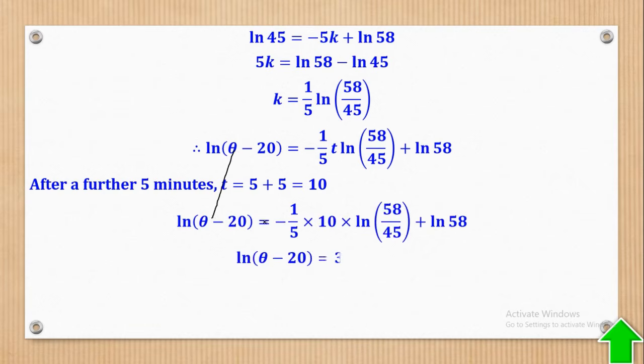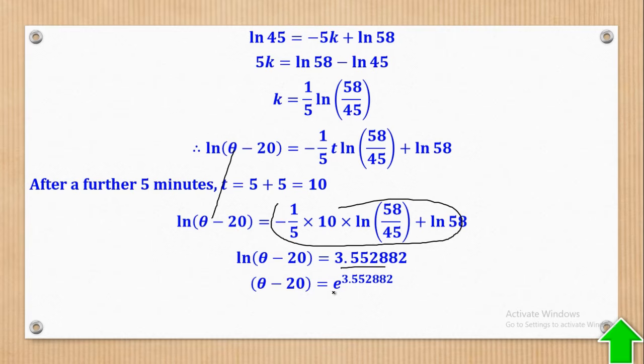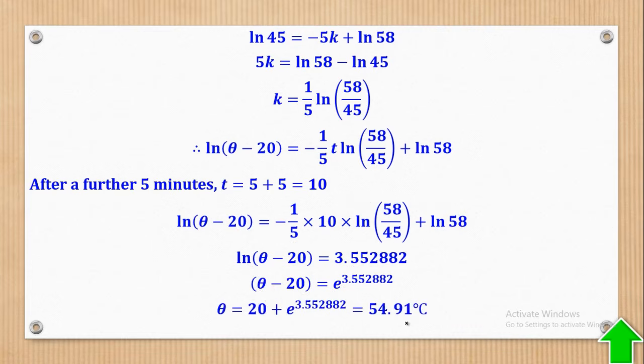Therefore, my aim is to make theta the subject. When I use a calculator, this part gives me this. And next is to press ln to give me this. Then next is to make theta the subject, which will be equal to 54.91 degrees Celsius.